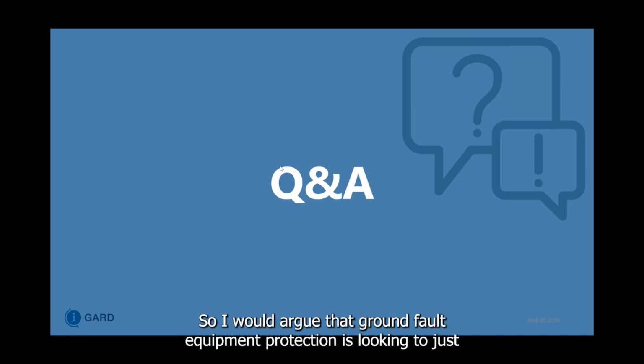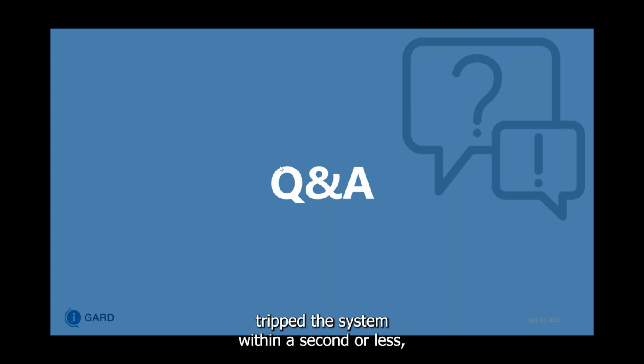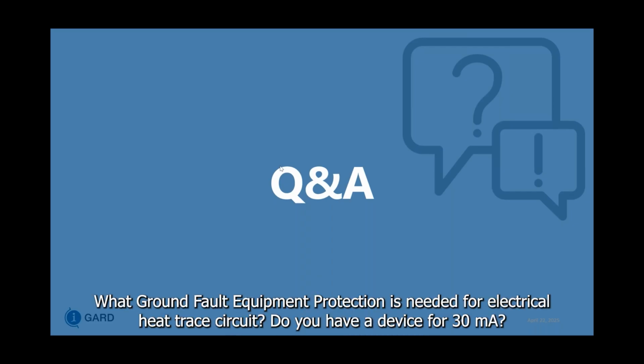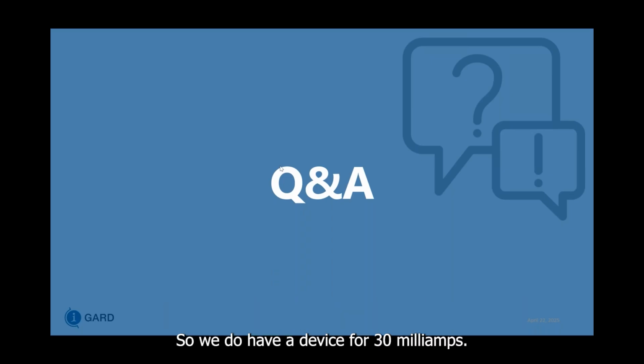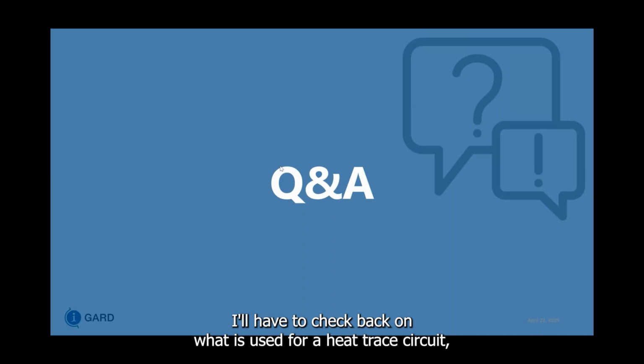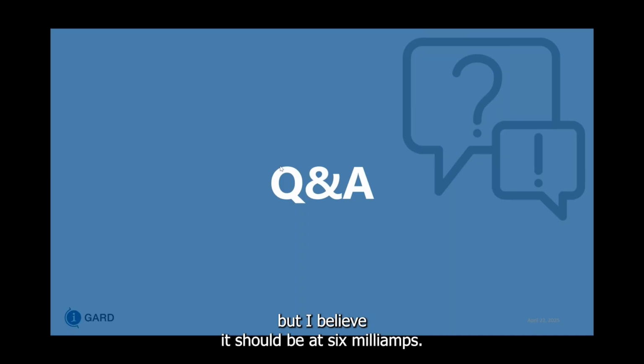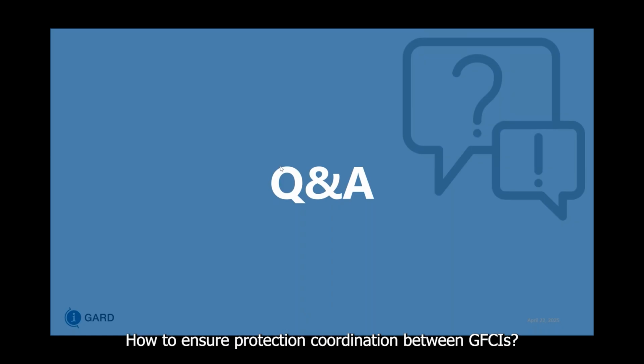So I would argue that ground fault equipment protection is looking to just trip the system within a second or less, but it's more definite time based. What ground fault equipment protection is needed for an electrical heat trace circuit? Do you have a device for 30 milliamps? So we do have a device for 30 milliamps. I'll have to check back on what is used for a heat trace circuit, but I believe it should be at 6 milliamps.